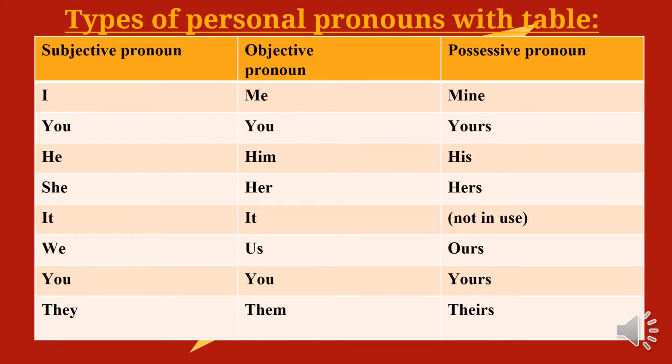Let's discuss personal pronouns with the help of a table. Subjective pronouns for personal pronouns include I, you, he, she, it, we, you and they. While objective pronouns related to personal pronouns are me, you, him, her, it, us, you, them. While possessive pronouns are mine, yours, his, hers, ours, yours and theirs.